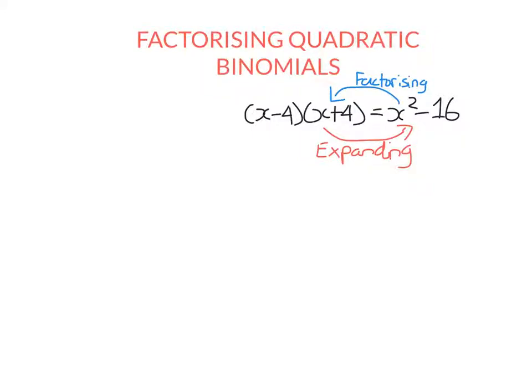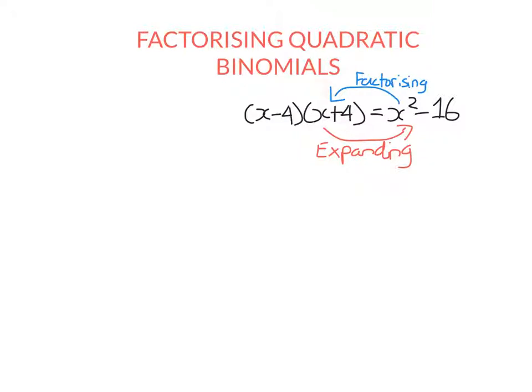Thank you so much for tuning into this video on factorizing quadratic binomials. So remember, we went through expanding last time. That's when you start with brackets and you end up with something without brackets. This time we're going the opposite way. We start off with something that has no brackets. We end up with brackets. What we're doing is writing an expression like this as something times something. That's what it means to factorize something. Write it as something times something.